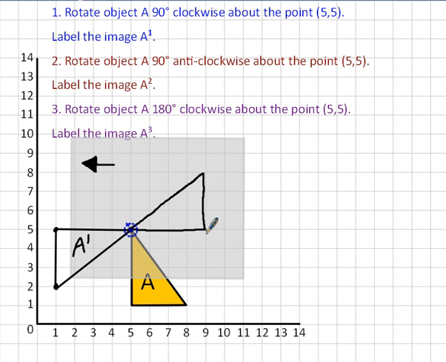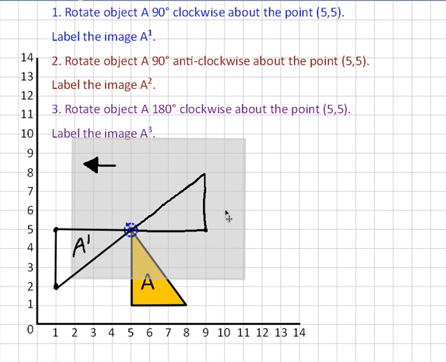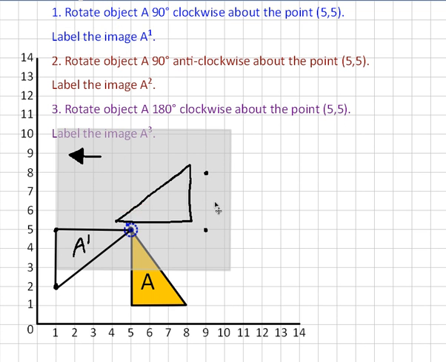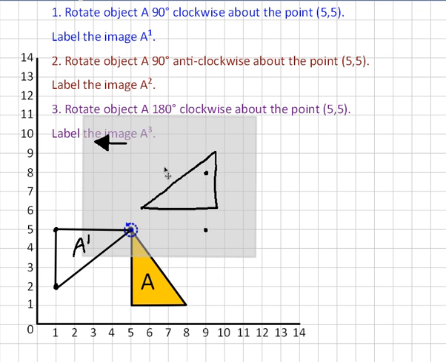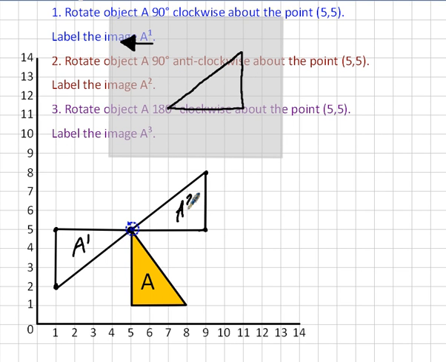Okay, memorize one of the corners. It's at the point, this one, 9, 5. Move the tracing paper out the way, 9, 5. Bring the tracing paper back. Next one is at 9, 8. And then the last one again is at 5, 5. So I can join those with a ruler. And label that B1, A2, I beg your pardon.